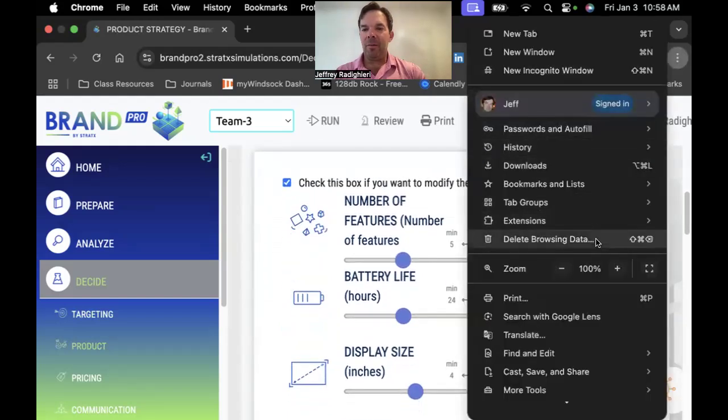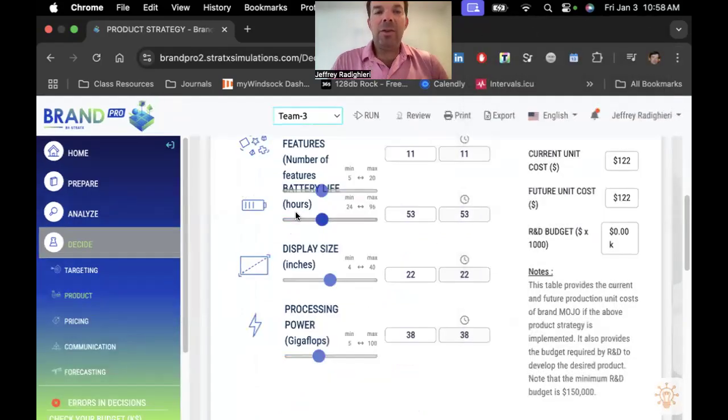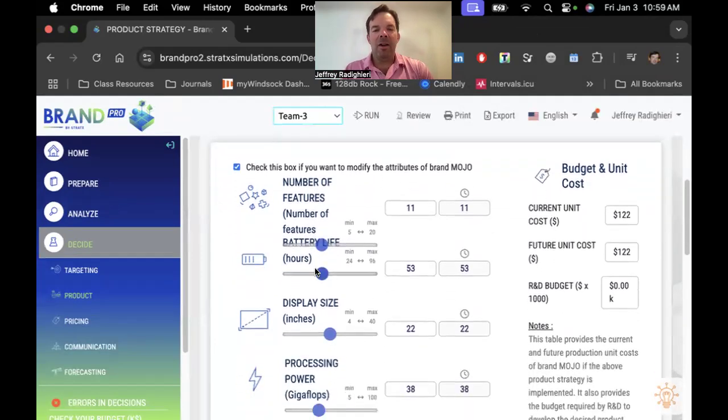And then what happens from here is, I'll make the screen a little bit smaller here so you can see everything. It shows you the current, this little clock face here shows you the current attributes. You've done some research and you've decided that the number of features should be higher, the battery life should be higher, the display size should be smaller. What you can do is then drag these little sliders to where you want them.